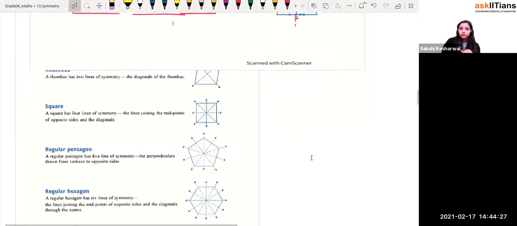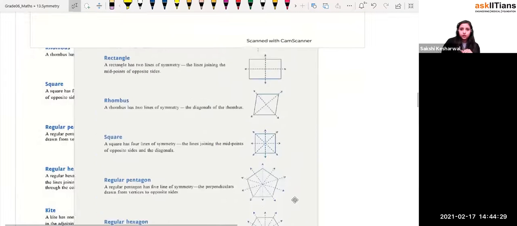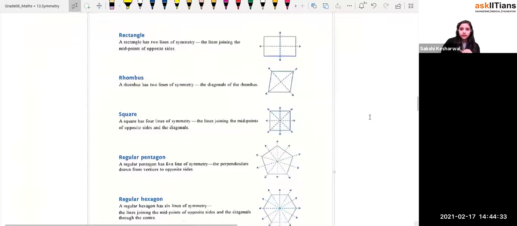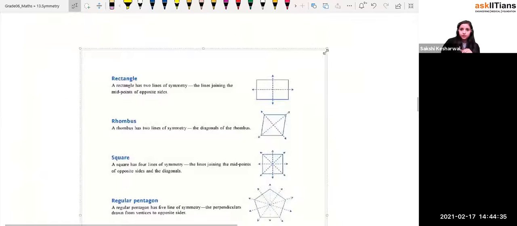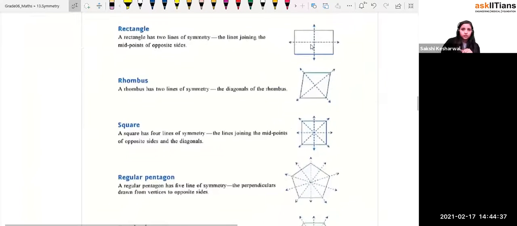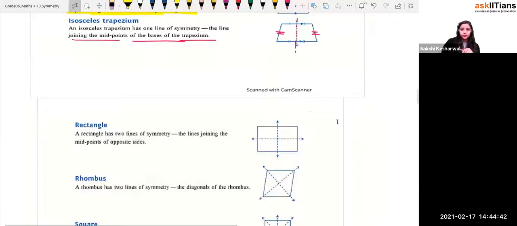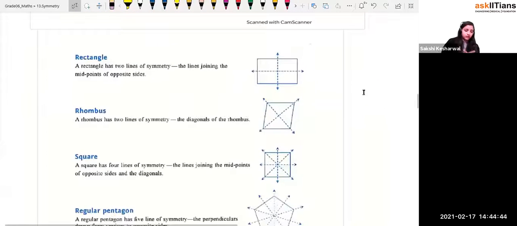There are other figures too. That's why I'm using this, because it's really important for you to know the small little things, what the lines of symmetry are and how many lines of symmetry each will have. So let me enlarge this also. Yeah, just see. Coming to rectangles, rectangles have only two lines of symmetry, the horizontal one and the vertical one. This is the vertical line of symmetry, right?